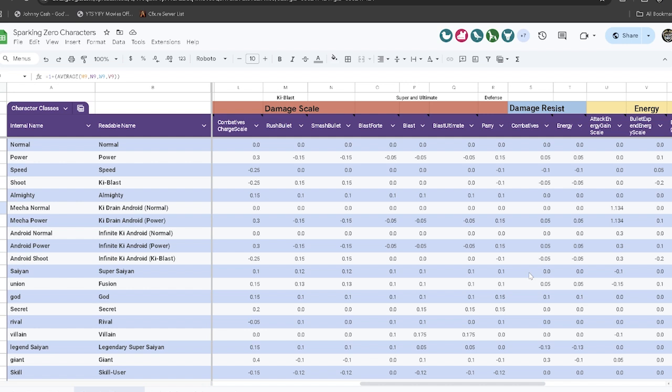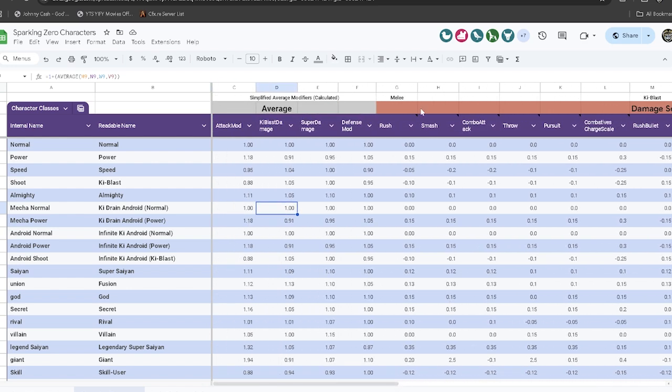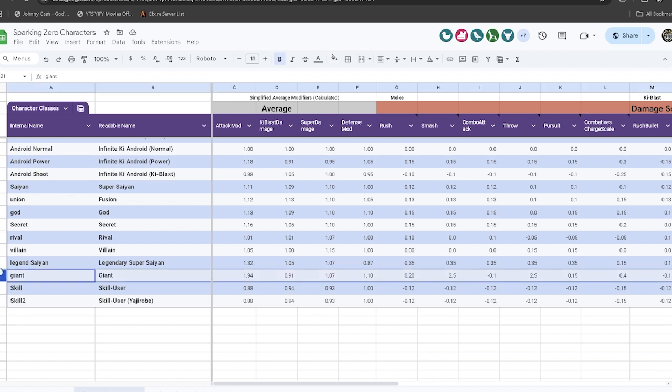So certain characters take more damage from Ki Blast and supers than others. Some characters take more from melee damage than others. So certain characters have better stats in some things than others. So for example, your rush attacks, a speed character, that's not a good example. Where's Giants? Let's go with Giants. So Giants, right? They have a 0.2 rush attack. However, they have a 2.5 smash attack. And that's where you see a lot of people using smash attacks and throws, and that lines up because these have the biggest multipliers. These are where all the damage is.